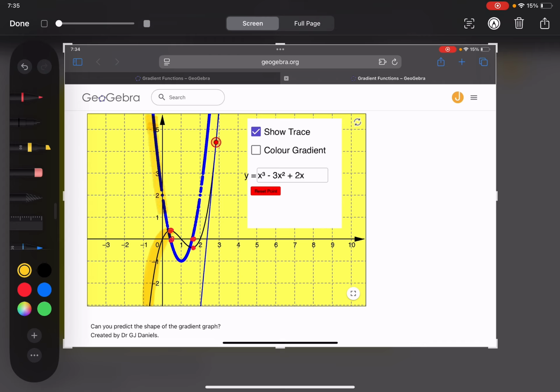So in this part of the graph, the gradient function was above the x-axis. The gradient was negative in between the two stationary points there, which is why my gradient function's below the x-axis between those 2 points. And then the gradient is positive all the way over here. It's increasing all the way over there, which is why my gradient function is above the x-axis there.